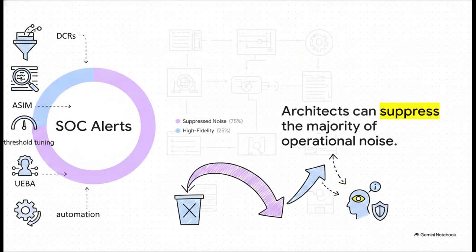When you stack all 5 of these phases together, the impact is visually striking. By utilizing DCRs, ACM, threshold tuning, watch lists, UEBA, and automation, the architect can theoretically suppress an estimated 75% of the operational noise. Think about what that means. It means the human analysts in your SOC are now dedicating their valuable time exclusively to the remaining 25%, the actual, high-fidelity data that represents real, actionable threats.